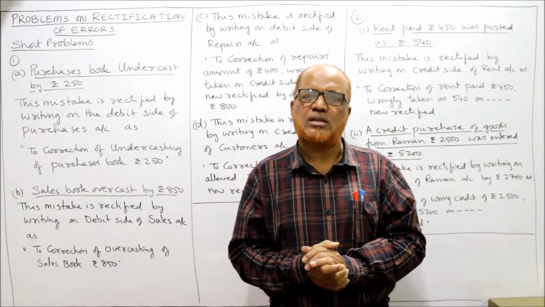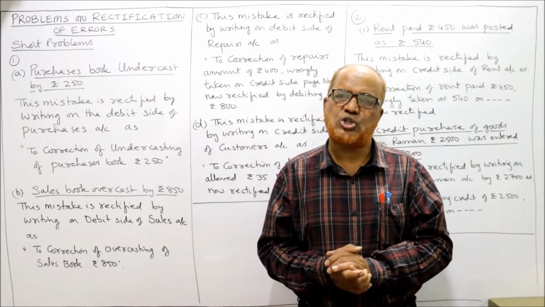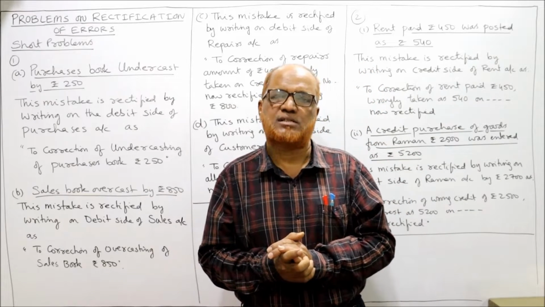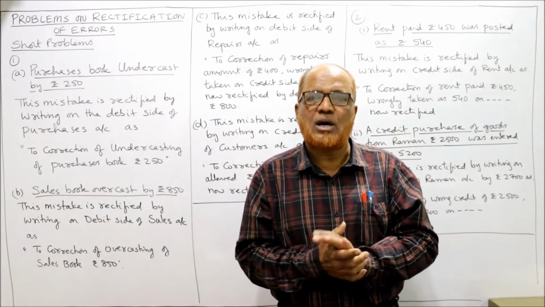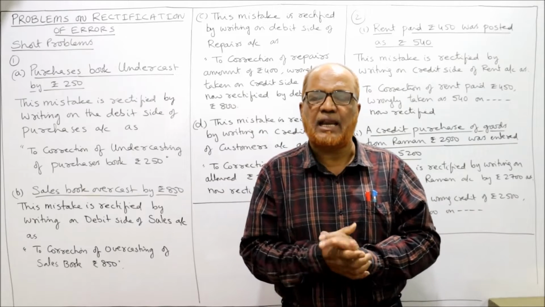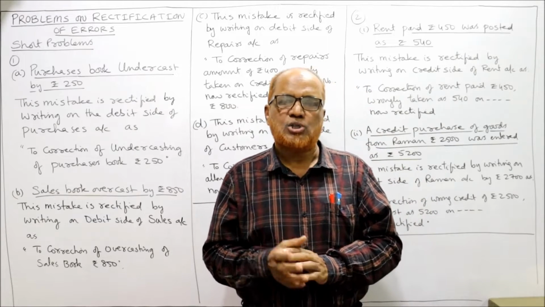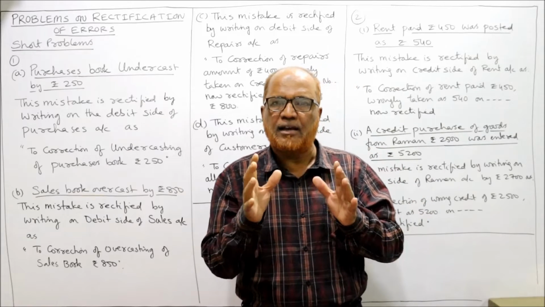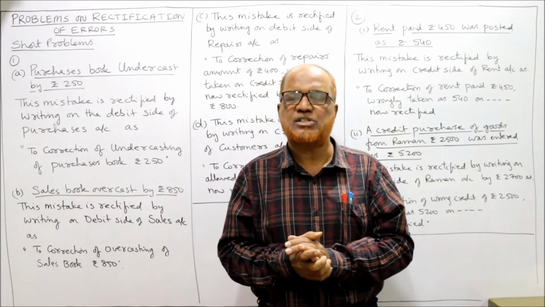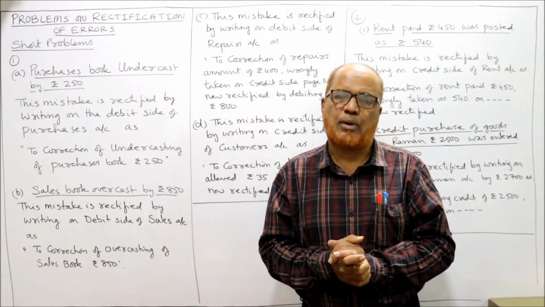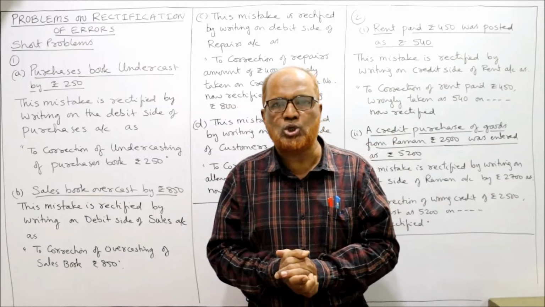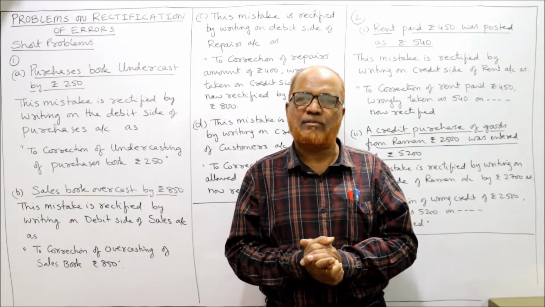Now I'm going to start the problems on rectification of errors. Before starting the problems, I expect my viewers to have a printout of the problems which I have given in the link under my description. Go to the description, find the last line, and you will find the link there. Get a hard copy of the problems and keep it ready before watching. Otherwise, you cannot understand simply by listening to the explanation without having the problem.